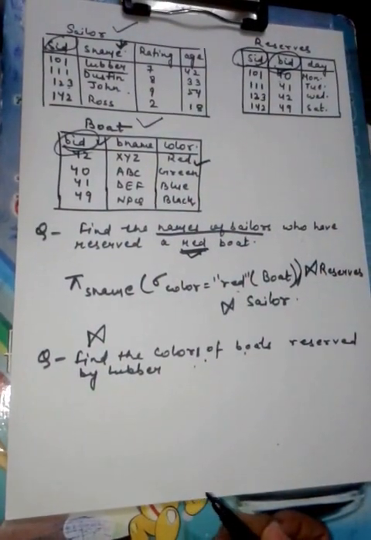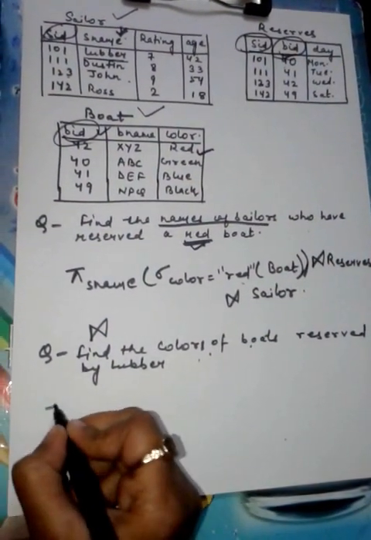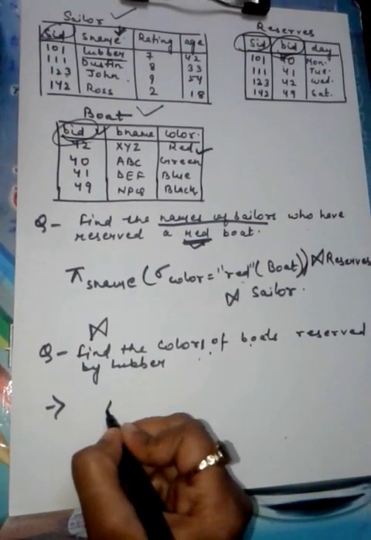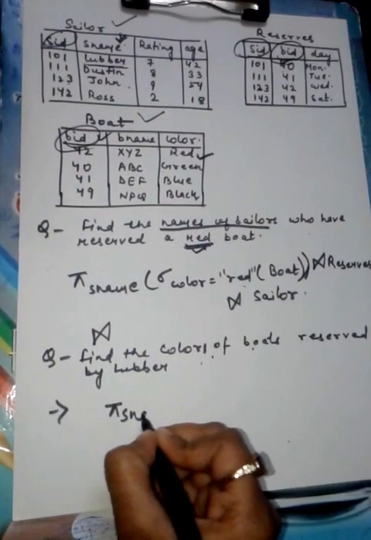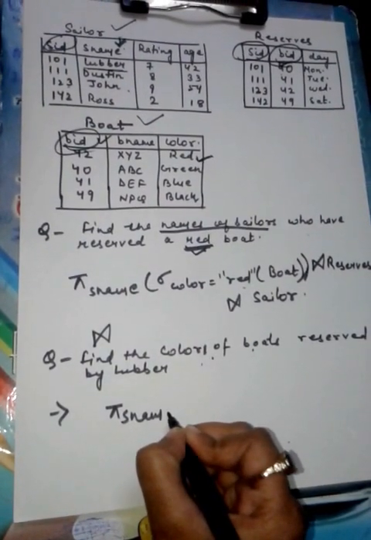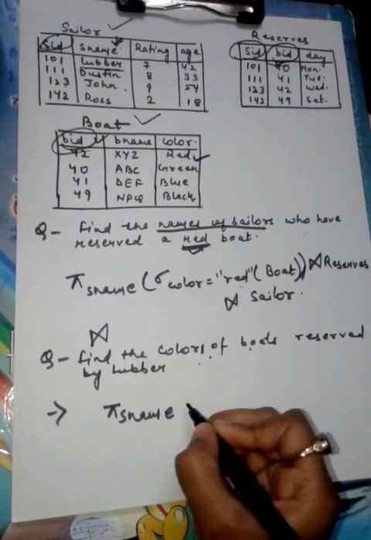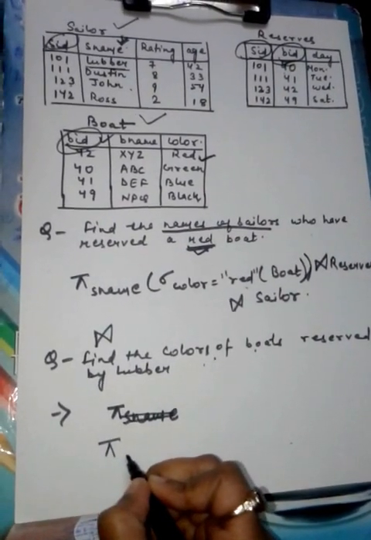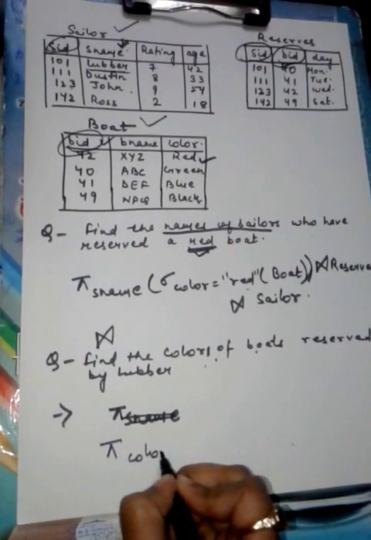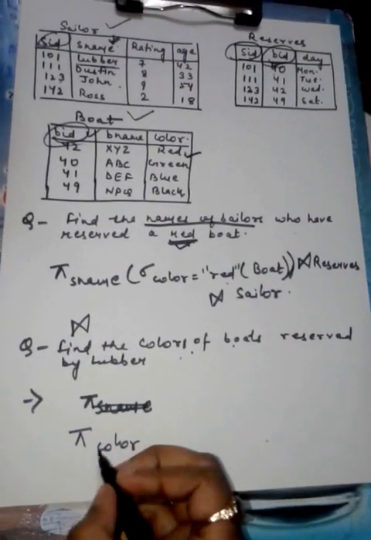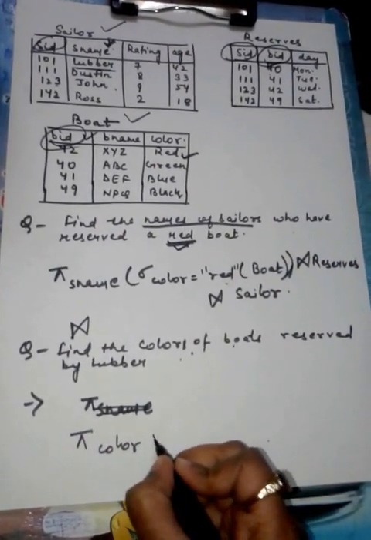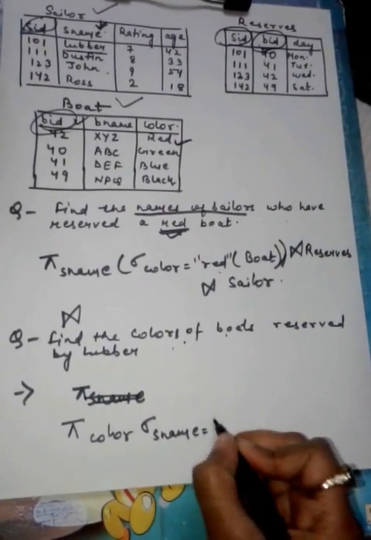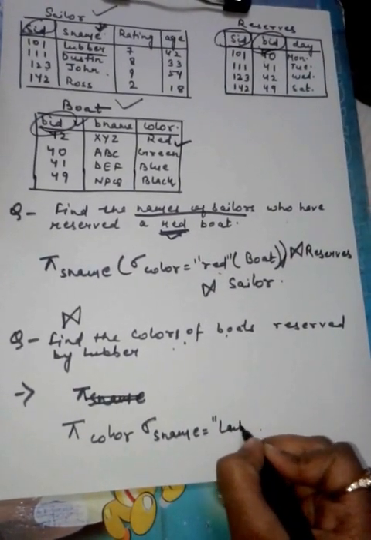So how will we write this? Sorry, we have to project here the color. Select seller name. What is the name of the seller? Luber.